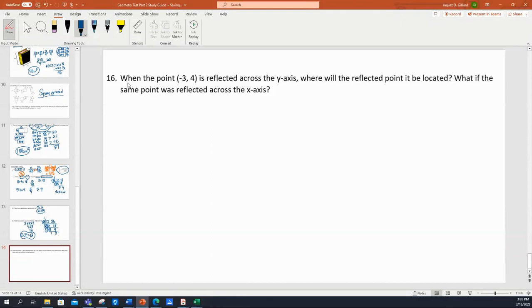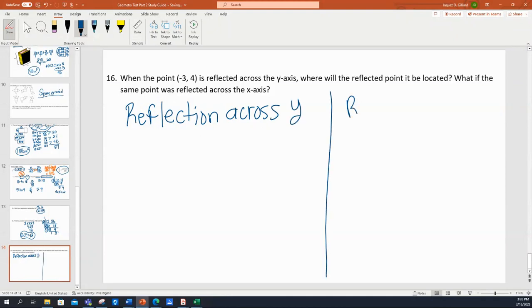All right, and last but not least, it says when the point -3, 4 is reflected across the y-axis, where will the reflected point be located? What if the same point was reflected across the x-axis? So let's just do this. Reflection across y. And I'm going to draw a line and do reflection across x.